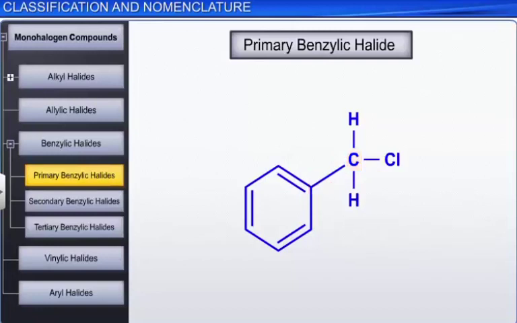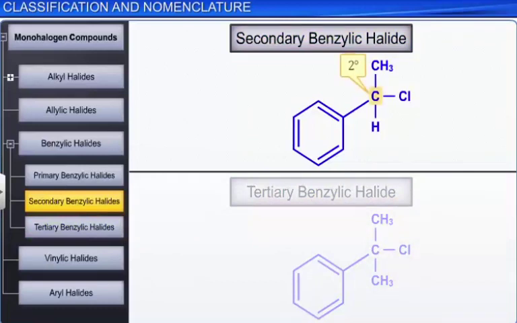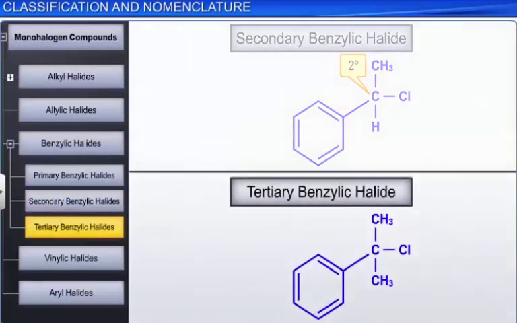Here are secondary and tertiary benzylic halides. In a secondary benzylic halide, the carbon attached to the halogen atom is bonded to two other carbons. In a tertiary benzylic halide, the attaching carbon is bonded to three other carbon atoms.